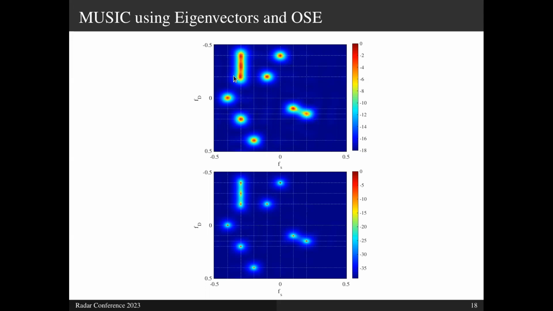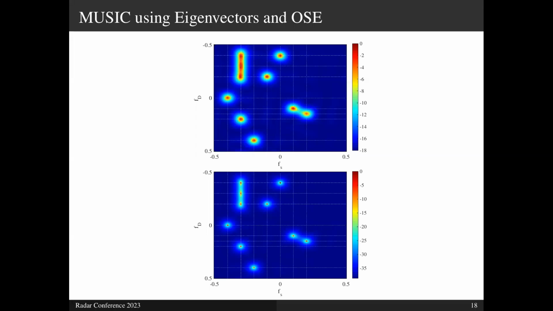In the top panel, we have the MUSIC output for eigenvectors. On the x-axis, we have spatial frequency, and on the y-axis, we have Doppler frequency. And the bottom panel is the MUSIC output when we use OSE. As we can see, the resolution is much higher when we use OSE. The white lines, the grid, indicate the actual Doppler and spatial frequencies. So this is just one realization, one MUSIC output.